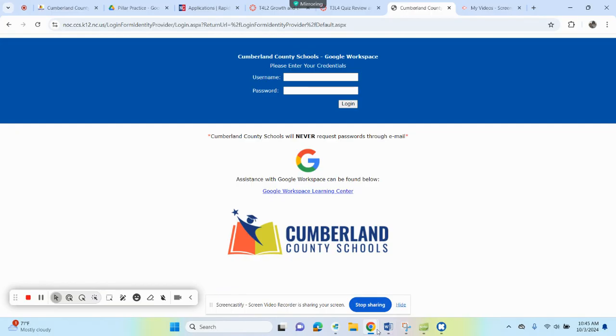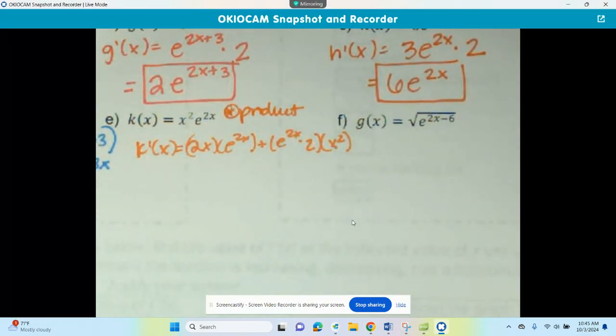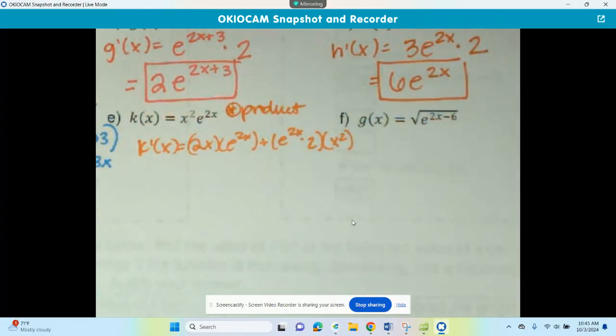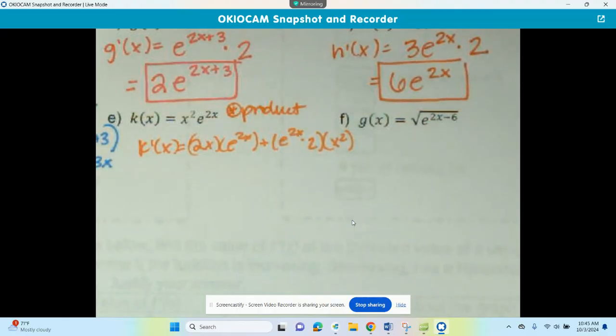Okay. Where'd it go? Right there. Okay. So simplify this out. What do we get? 2x e to the 2x plus 2x e to the 2x plus 2. So I'm with you on the 2x e to the 2x. So right here, that's just 2x e to the 2x, right?